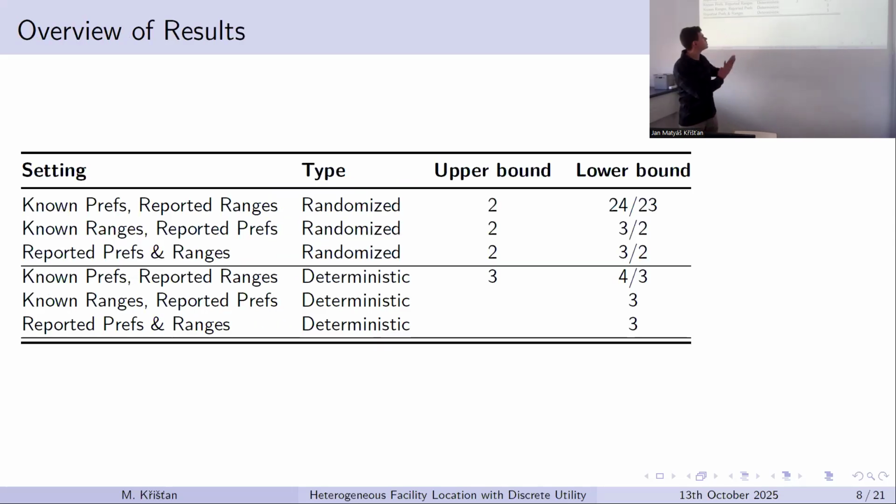So for each of these settings, we try to determine an upper bound on the approximation ratio. This is achieved by designing a mechanism and proving that it achieves this approximation ratio in the worst case. And we show some lower bounds. So the first one means that no mechanism can have a better approximation ratio than 24/23. So this also shows that we cannot have a mechanism that always outputs the optimum.